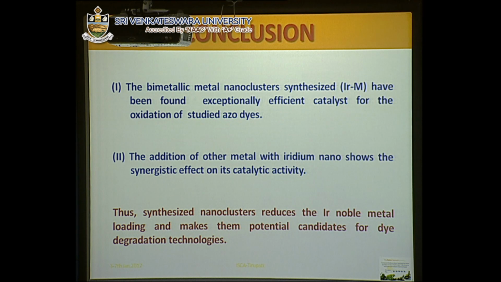So finally, we conclude that the bimetallic nanoclusters synthesized have been found to be exceptionally efficient catalysts for the oxidation of studied azo dyes, and second, the addition of another metal with iridium nano shows a synergistic effect on its catalytic activity. Thus, the synthesized nanoclusters reduce the iridium noble metal loading and make them potential candidates for dye degradation technology.